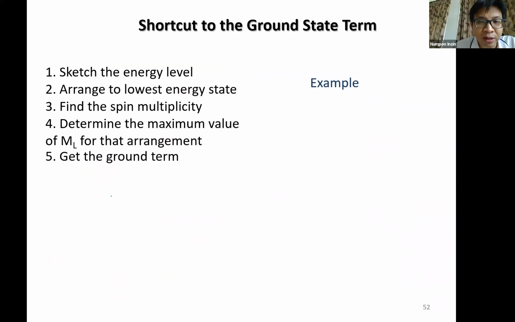So to do that, for example, if I want to find the d3, I sketch the energy levels. I know that the d orbital is going to have 5 orbitals. And step two, I arrange the electrons to the lowest energy. For d3, we arrange like this, with spins pointing in the same direction and not staying in the same orbital. Okay, so I got number 2 already.